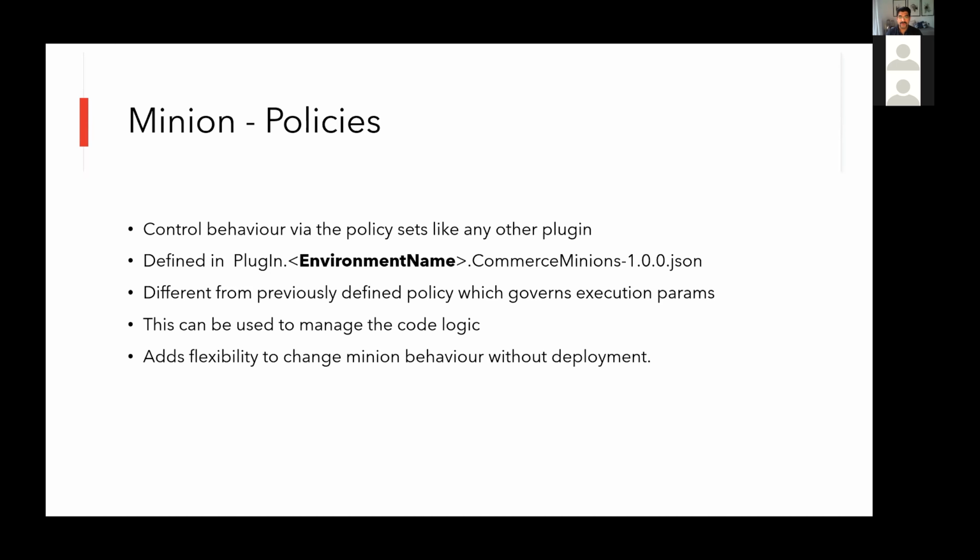So currently our minion will be writing to the file, but you can change the execution parameter, and then it will write to the Azure blob by providing the specific settings. That's the kind of flexibility the policies offer in Sitecore Commerce generally, and you can use the same thing with the minions.